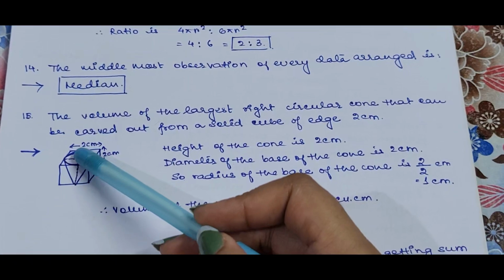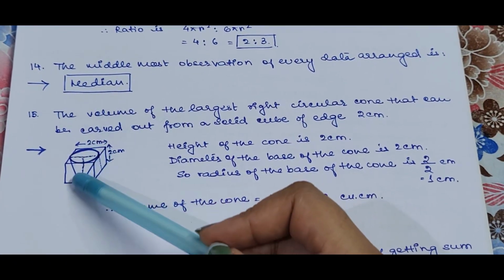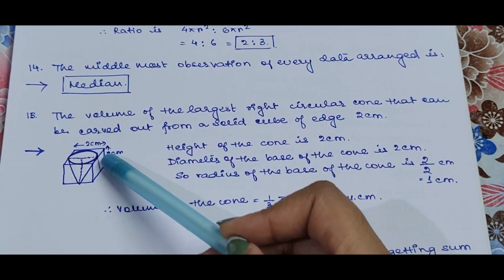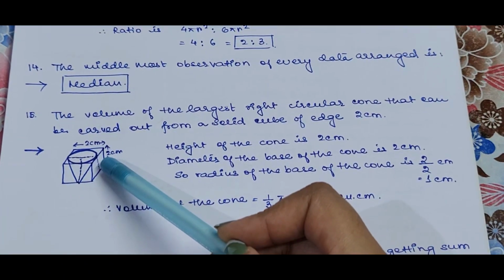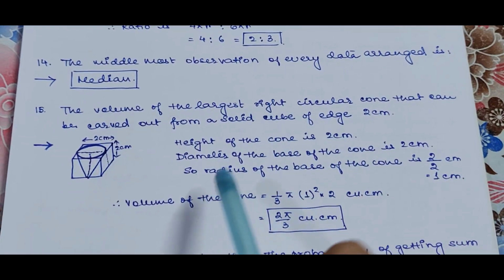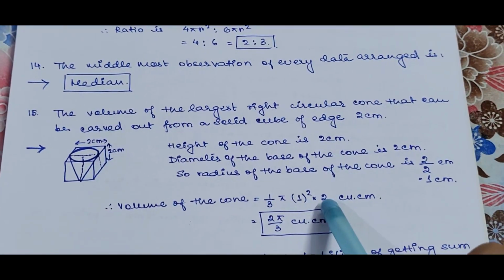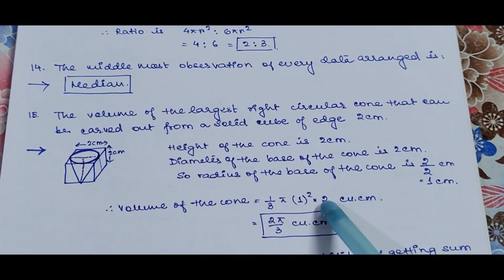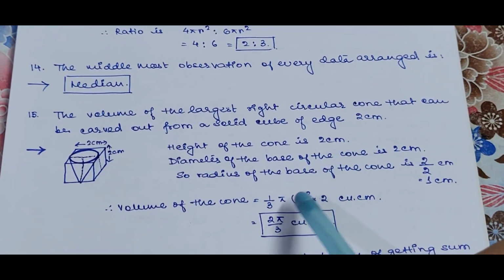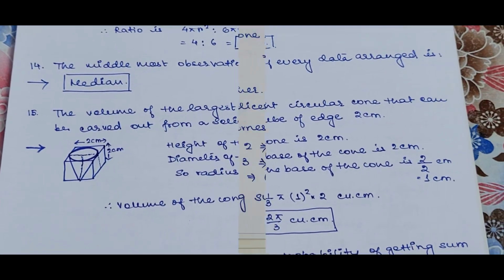Now, see, this is the height of the cone, right? Now, this height is equal to another edge of the cube. So, the height of the cone is also 2 cm. So, the volume of the cone is 1/3 pi r square h. r is 1 cm and h is 2 cm. So, we get it as 2 pi by 3 cubic centimeter.